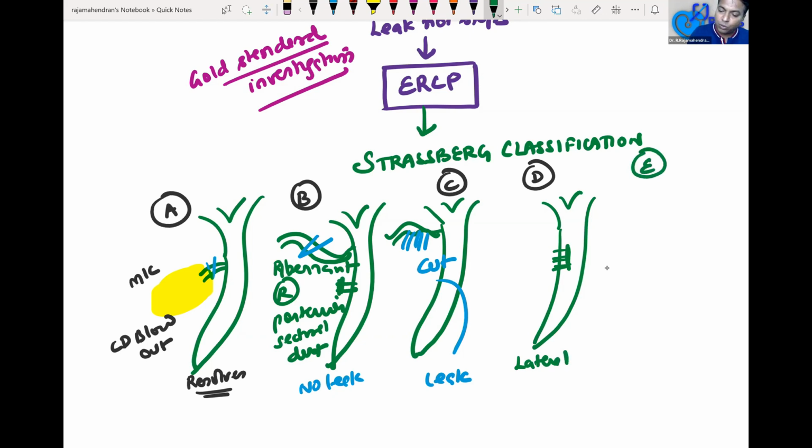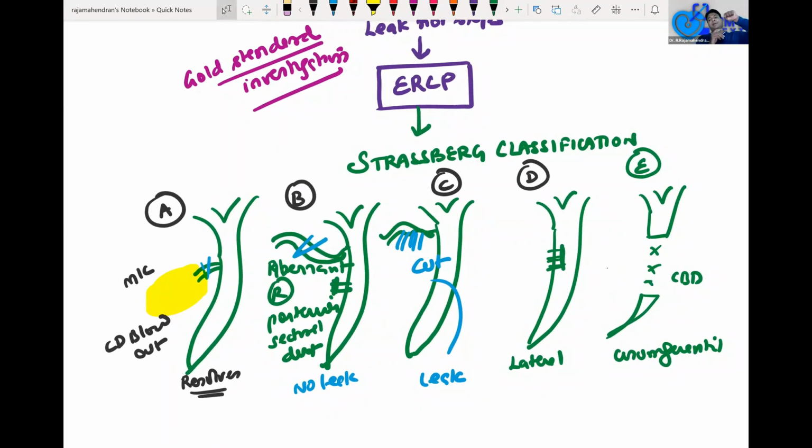E is the very worst injury. There is no excuse if we do this type of injury because they have cut the CBD completely. CBD circumferential injury. This is what I told you. Sometimes what happens when you pull it, CBD appears like a cystic duct and we put a clip on the CBD. This is what happens. So this is type E, circumferential injury. This is Strasberg classification of ERCP.